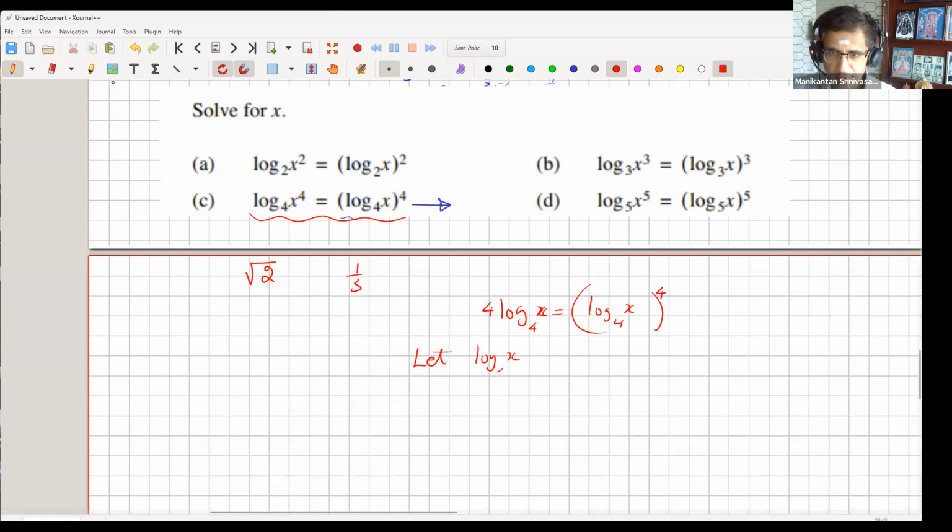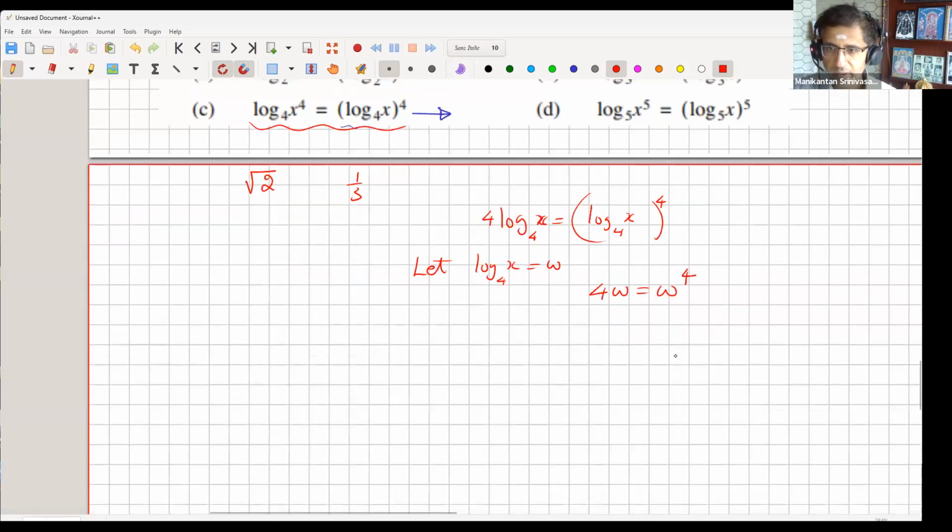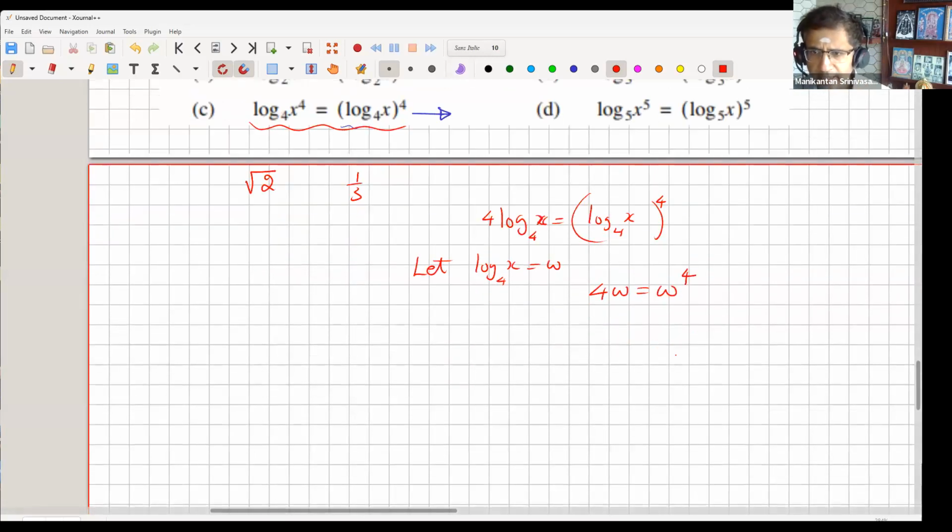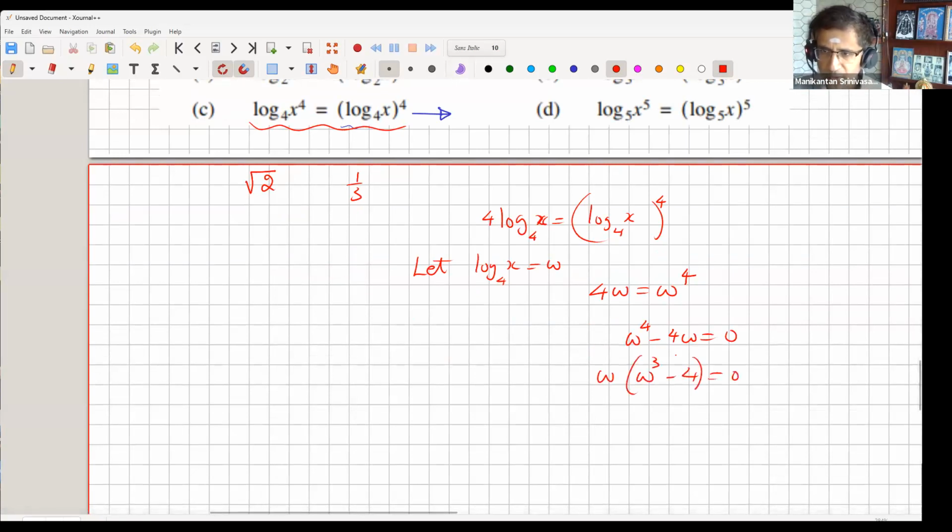I'll call it some number like w. So 4w equals w to the power 4. I can write it as w to the power 4 minus 4w equals 0, which I can simplify as w times (w cubed minus 4) is 0, which means either w is 0 or w cubed is 4. Which means w is 4 to the power 1/3.